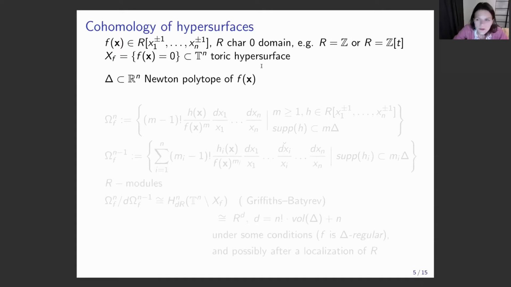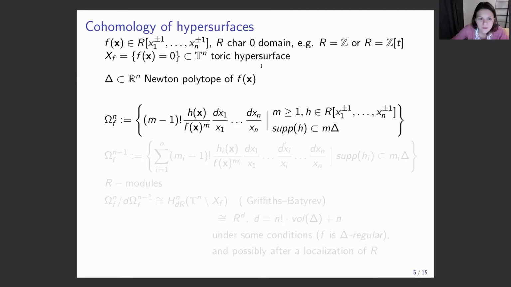Well, we want to describe the de Rham cohomology of the complement, and the recipe was given by Griffiths and Batyrev. Let me show you how this can be done. We consider the R-module of differential n-forms on the complement of the hypersurface. They look like dx1 over x1 wedge through dxn over xn times a rational function. But we restrict to rational functions where the support of the numerator is in m times Delta. That's a trick, because to compute de Rham cohomology there is no such condition. One should take all regular functions on the complement, but this trick will work for our purposes.